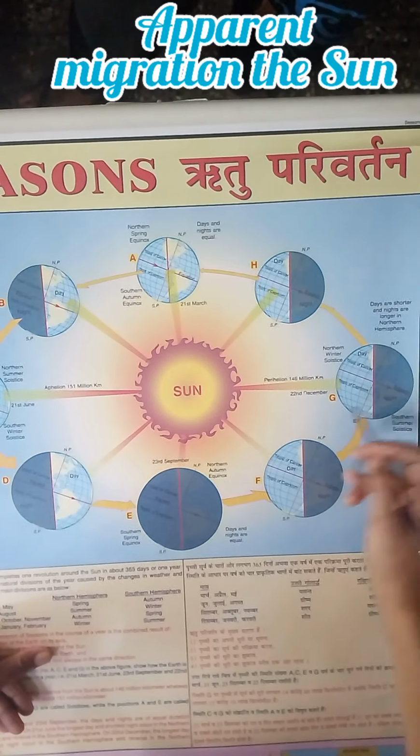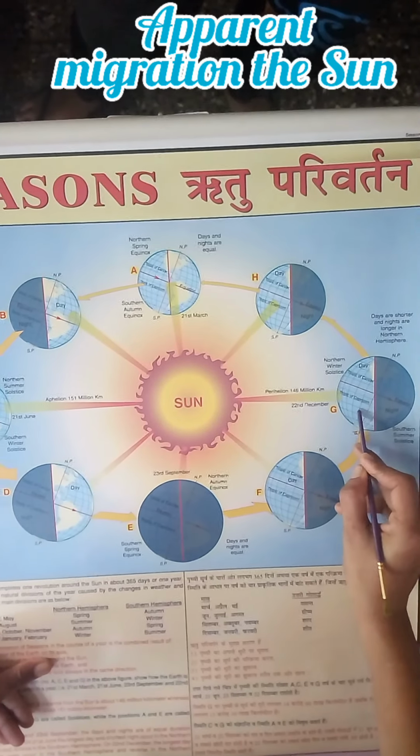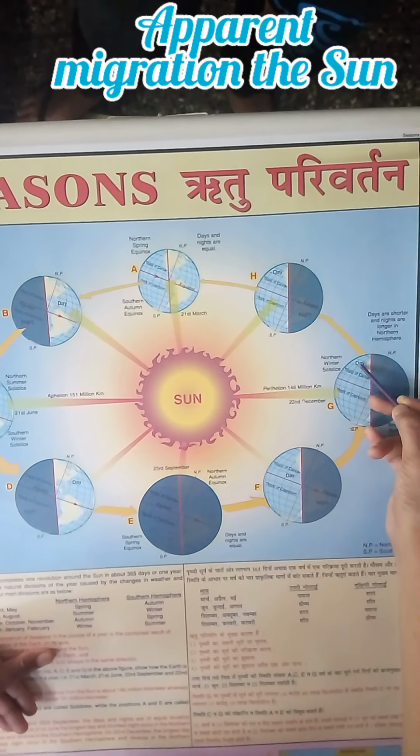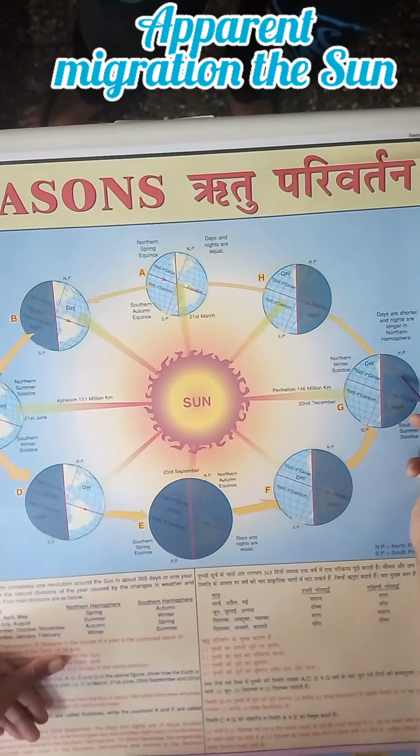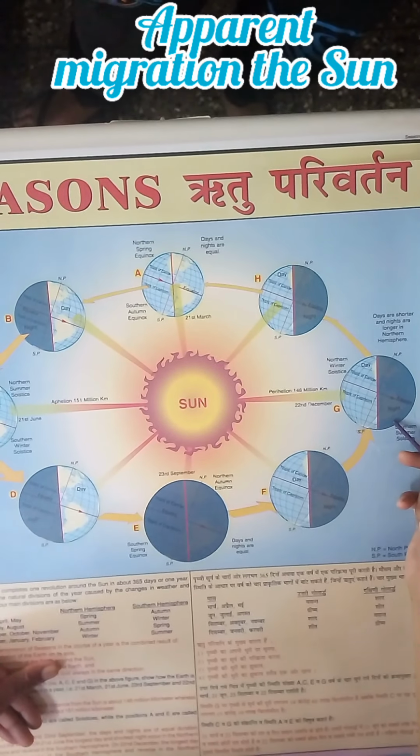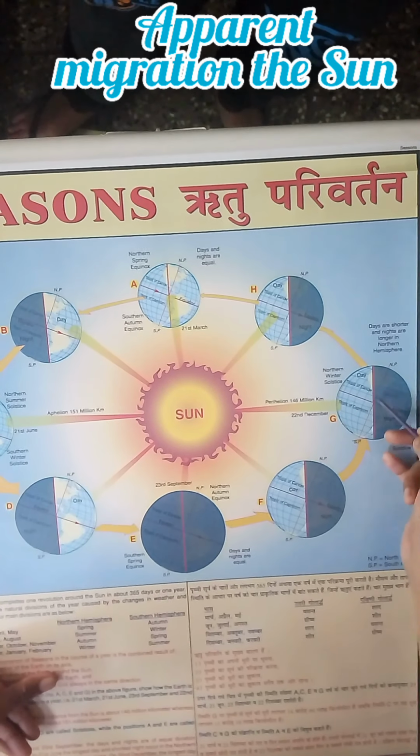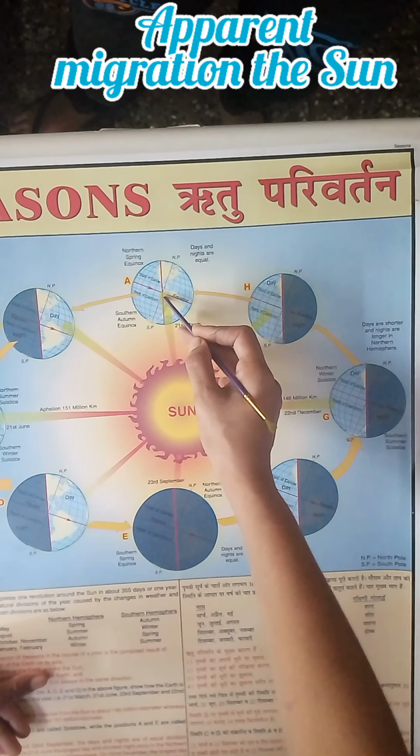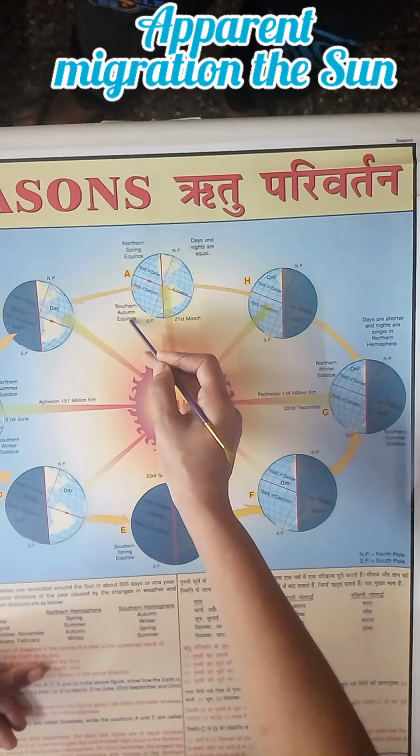Then we can say 22nd December is the longest day for the southern hemisphere and the shortest day for the northern hemisphere. Otherwise, we can say on 21st December, the northern hemisphere experiences the longest night and the southern hemisphere experiences the shortest night. So after 3 months, again it is an equinox. That means spring equinox for the northern hemisphere and autumnal equinox for the southern hemisphere.